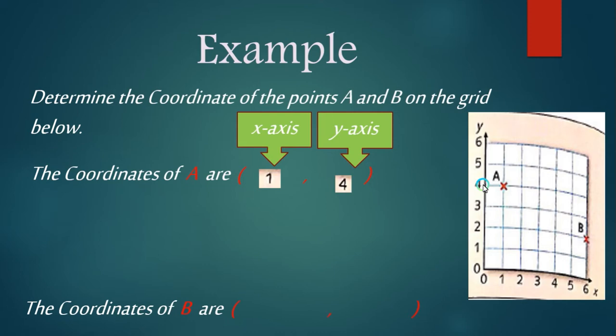Now the coordinates of B are the same thing. I will prepare my brackets and I will start with the x-axis, but starting from the point B here. Take care. I will go to the x-axis and I will find the number 6, and always starting from B, but this time to the y-axis, I will find the number 2.